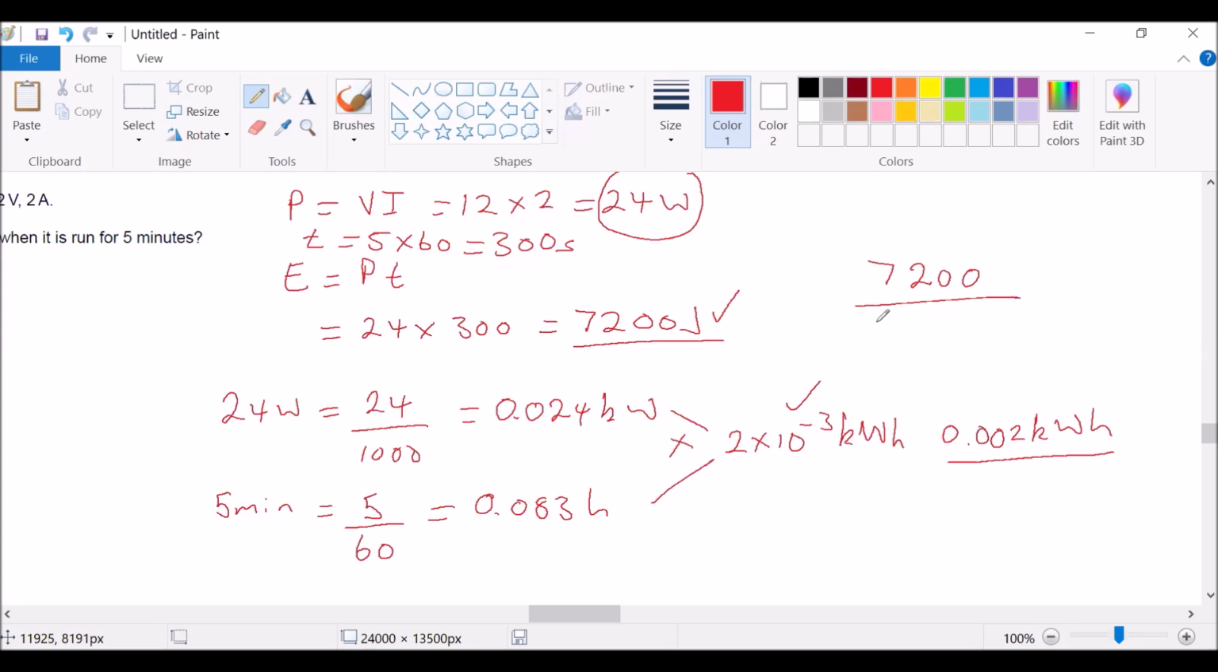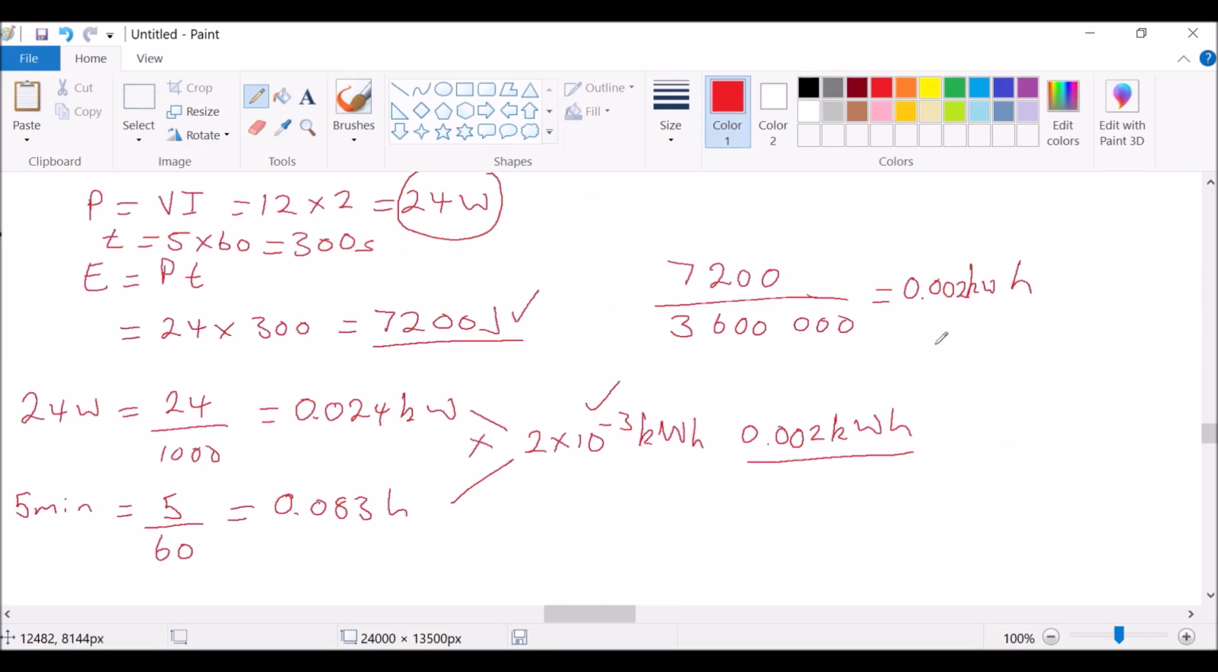Another way to convert from joules to kilowatt hours is to divide 7,200 by 3,600,000, or 3.6 times 10 to the power 6, which will also give us 2 times 10 to the power minus 3, or 0.002 kilowatt hours. So we can see how we convert between the two units, joules and kilowatt hours.